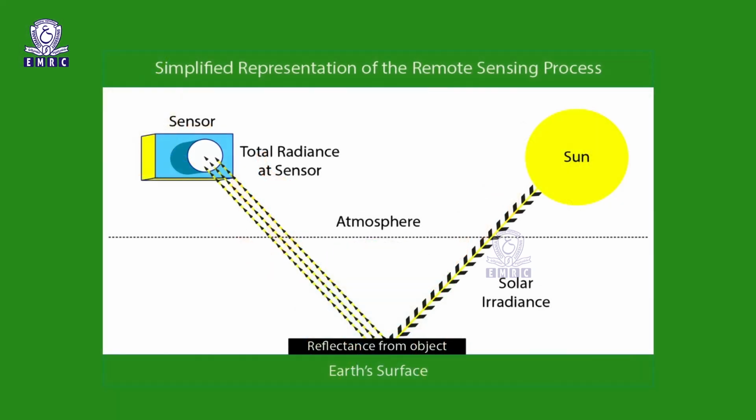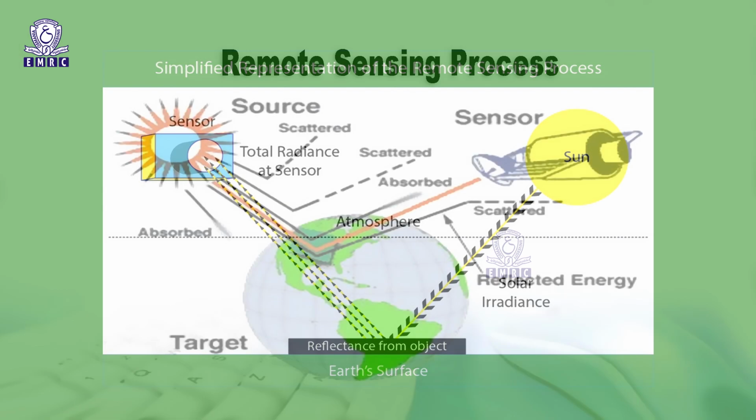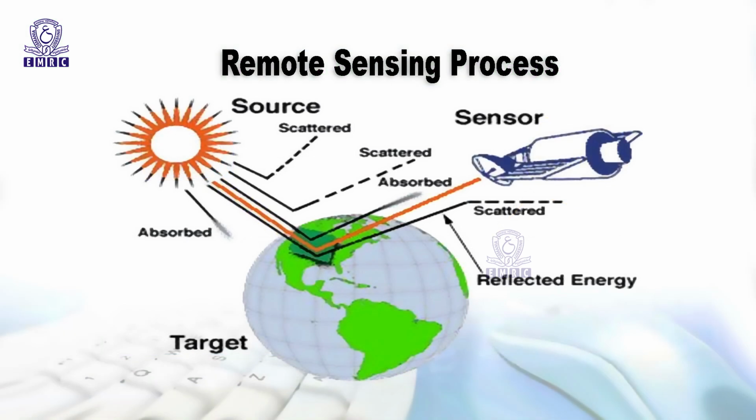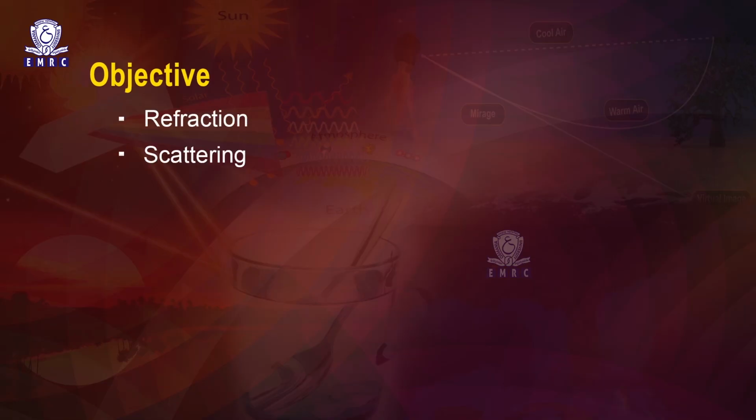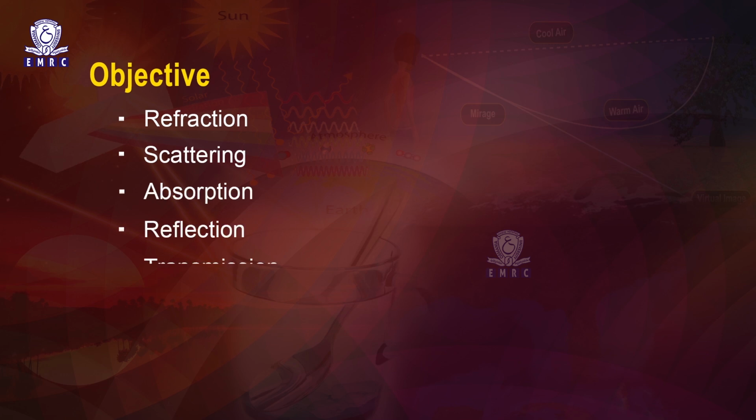These interactions of solar radiation and reflected radiation from the target on the earth's surface with the atmosphere constitute interference with the process of remote sensing, called the atmospheric effect. In this chapter, we will discuss different interactions, that is refraction, scattering, absorption, reflection and transmission.